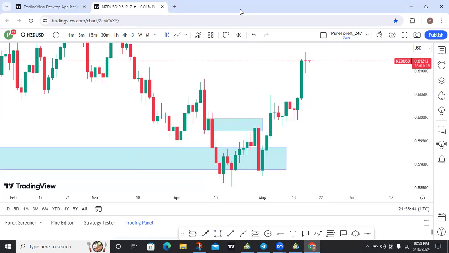Which means that this one would have been another selling opportunity, because of what? You know that there are going to be a lot of sellers here coming back down to this zone, where you will finally start looking for a buying opportunity.